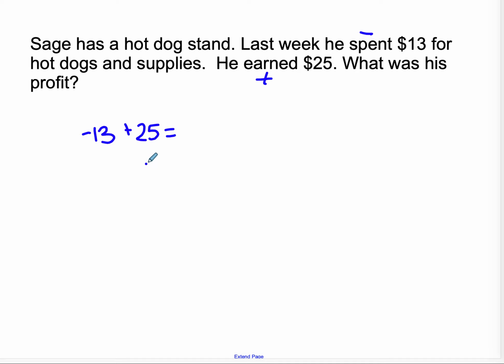Okay, let's check your answers. So I'm going to rewrite this vertically. 25 is my number with the greater absolute value. And I have different signs, so I'm going to find the difference. 25 minus 13. 5 minus 3 is 2. 2 minus 1 is 1. I had more positives. My answer is going to be positive. And story problems always need a label. So what was the profit? The profit was $12.